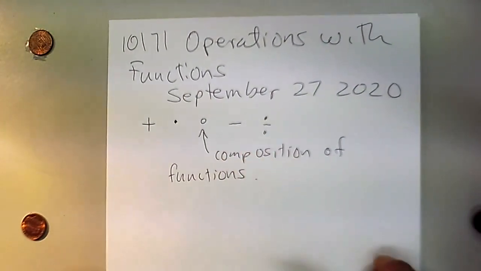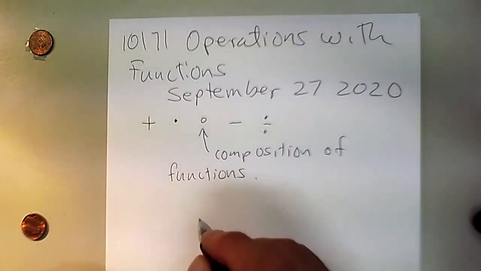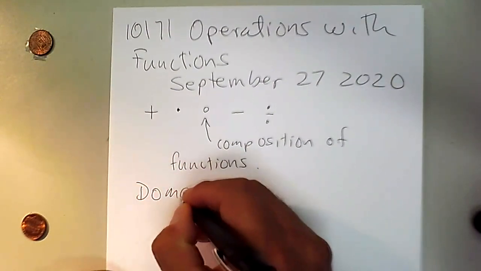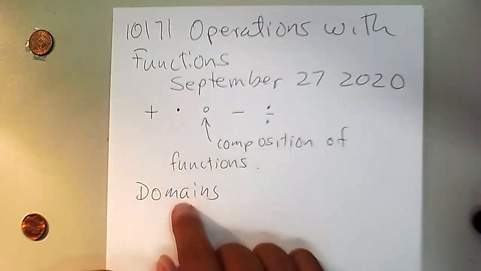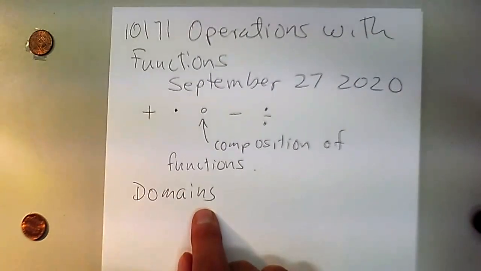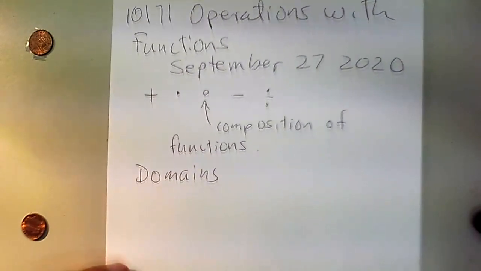Oh, there's one other thing. We have to pay close attention to domains. Domains are going to be very, very important. So domains are going to be crucial. We have to pay attention to the domains. And let's get started with some examples.